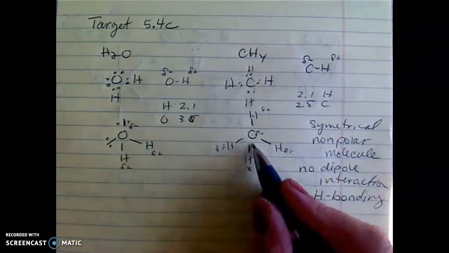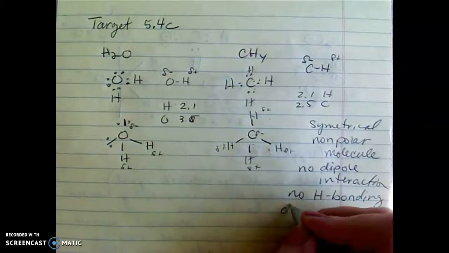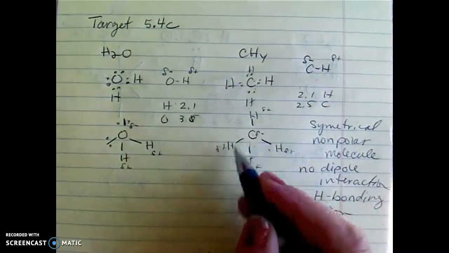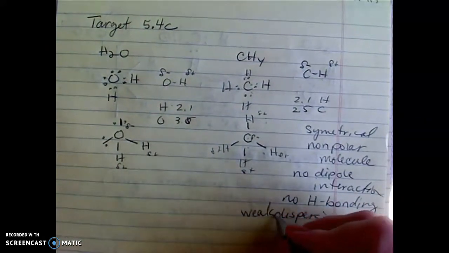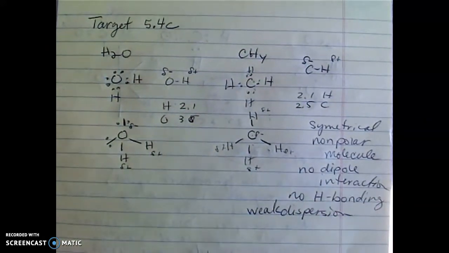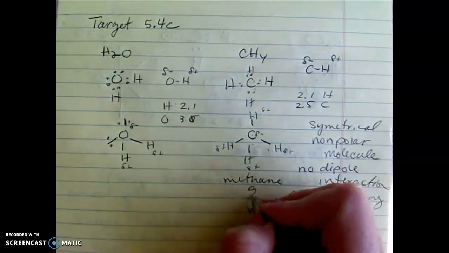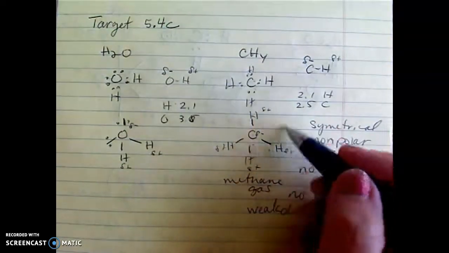And then 2.1. So you've got a large electronegativity difference. So the only attractive force you have for methane is dispersion. And neither one of these atoms have a lot of electrons, so it is a weak dispersion force. That's why methane, CH4, is found as a gas. It doesn't have those attractive forces. And again, you've got a nice tetrahedral shape.